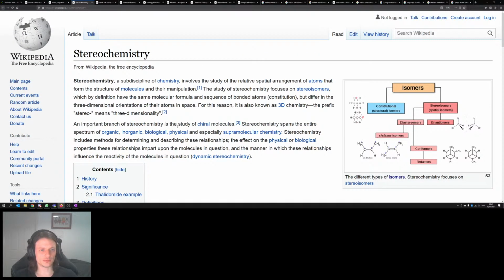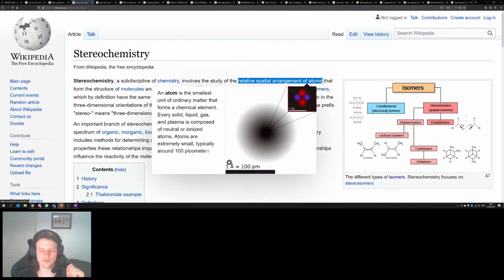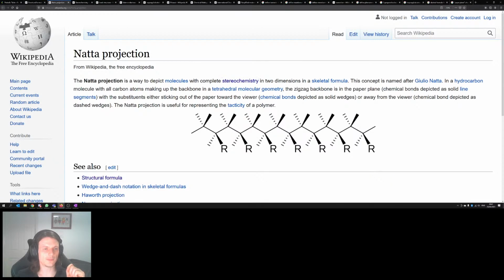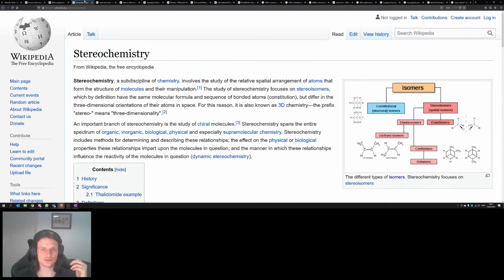An important branch of stereochemistry is the study of chiral molecules. Stereochemistry spans the entire spectrum of organic chemistry. So I don't really get an intuition yet. I hope you don't mind, I'm going to read it one more time. The study of the relative spatial arrangement of atoms that form the structure of molecules and their manipulation. Let me just read this again. Is a way to depict molecules with complete arrangement, 3-dimensionality.